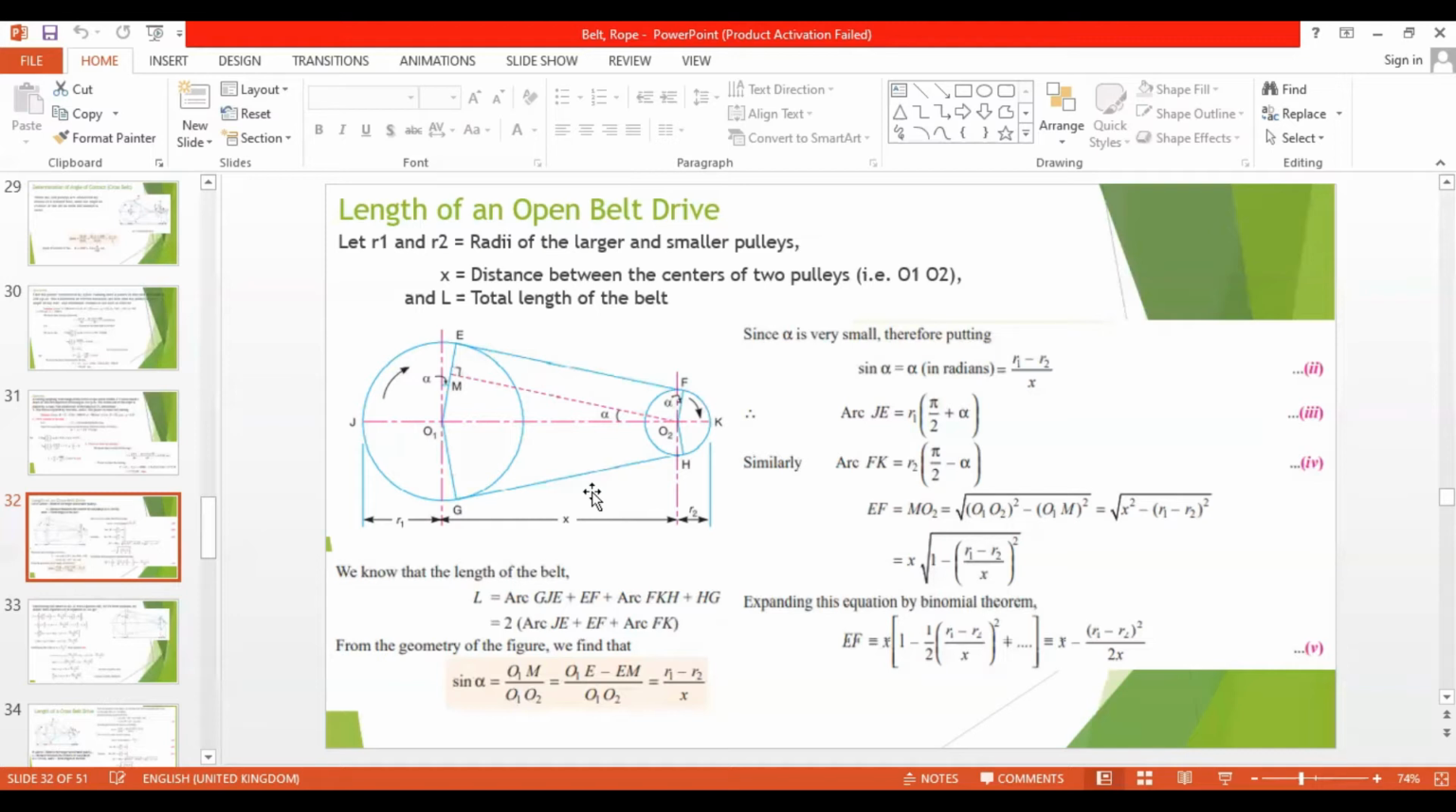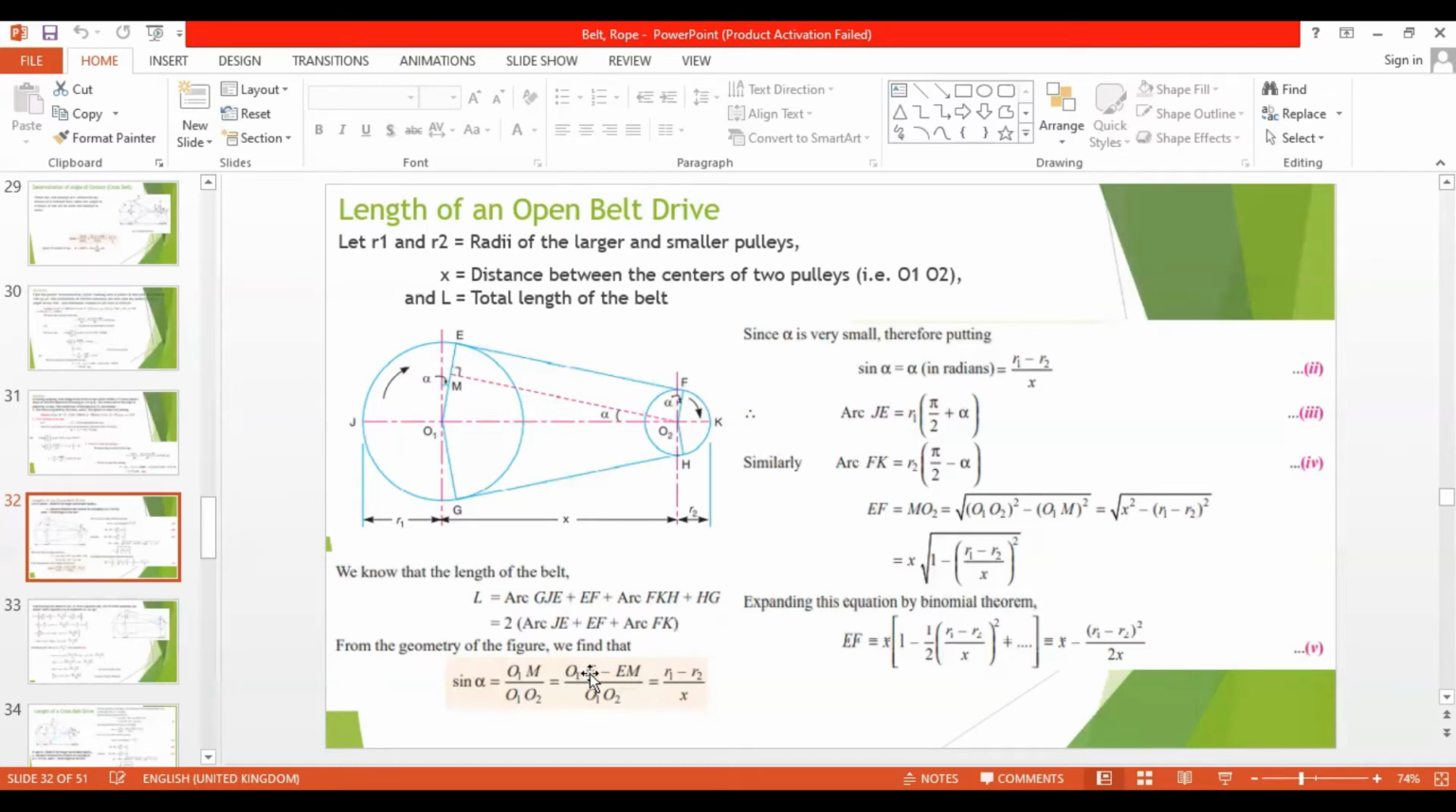This can also be written as arc JE plus EF plus arc FK, into 2. This is half the top side and this is half the bottom side. So I can write it like that also: arc JE plus EF plus arc FK.